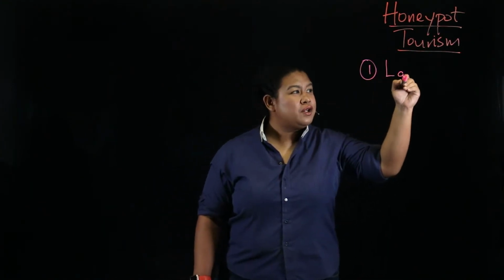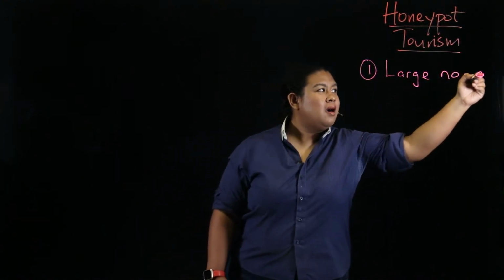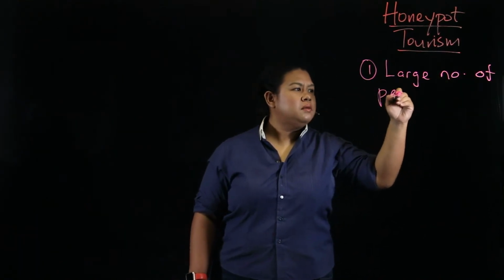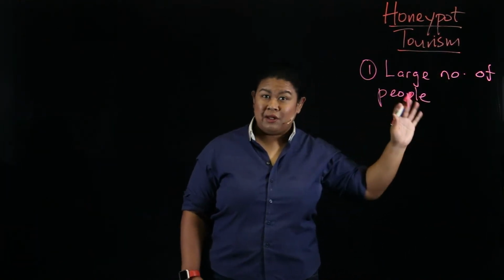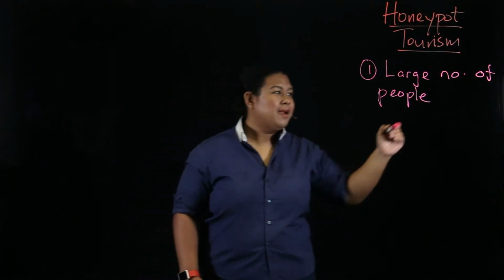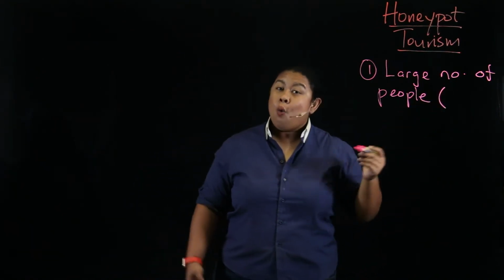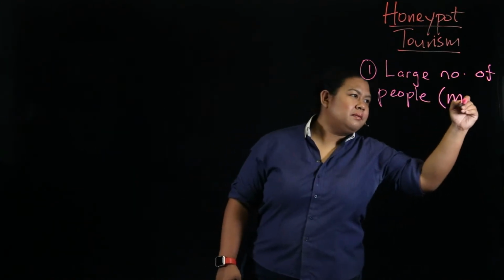Now, when you have a honeypot, you know that there's a lot of bees that just get naturally attracted to the honeypot, right? So, using that logic, you can already guess that honeypot tourism involves a few things. Number one, firstly, there will be a large number of people traveling to these areas at the same time. All right, in geography, what do we call it? Mass tourism.